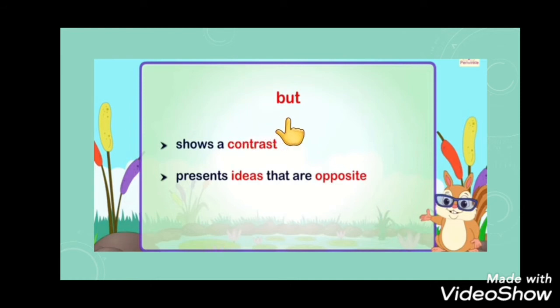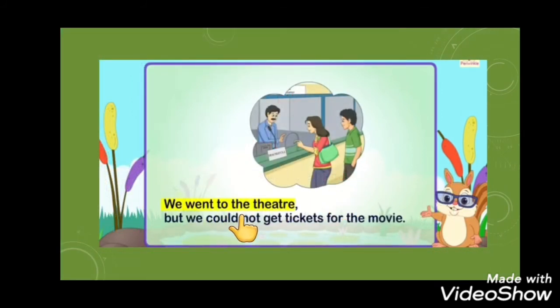Next conjunction is but. It shows a contrast, presents ideas that are opposite. So we use but for opposite things. Let's see the example. We went to the theater, but we could not get tickets for the movie. That means by this example we understand that they went to the theater, but what happened? They did not get the tickets for the movie.